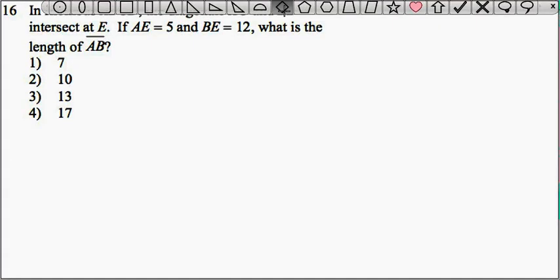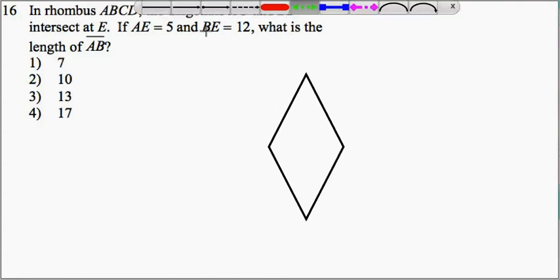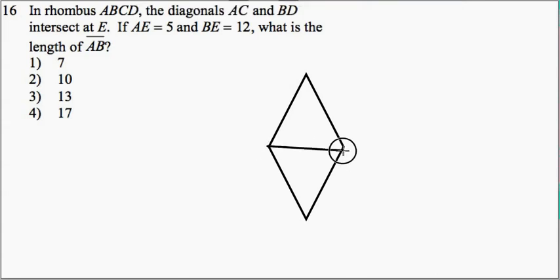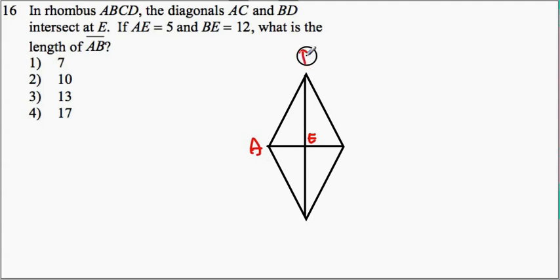Number 16. In the rhombus, diagonals intersect at E. So let me try to draw the diagonals for you, of the rhombus. And 2 diagonals over here. Alright, so here we have, this is equal to E, and then let's call this one AB, CD.